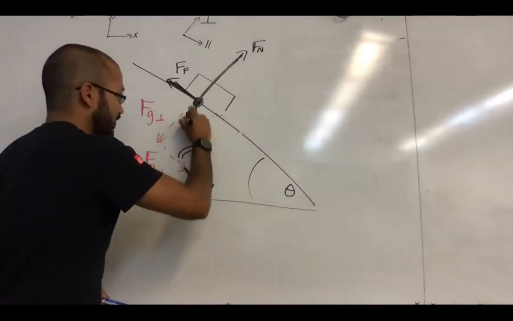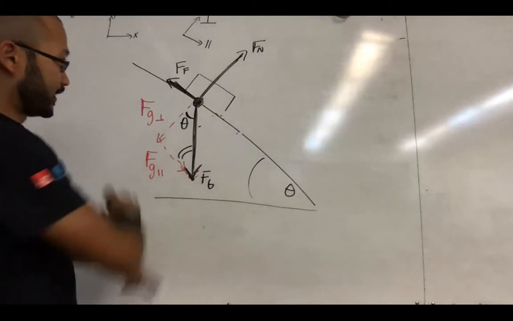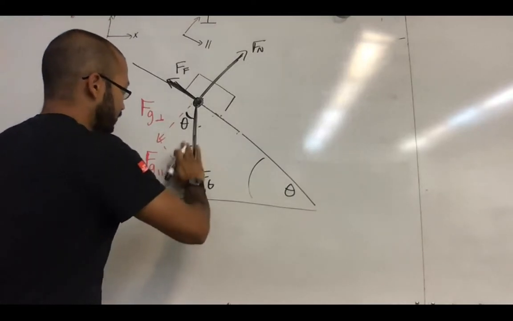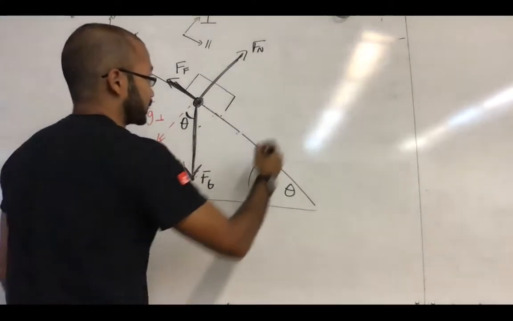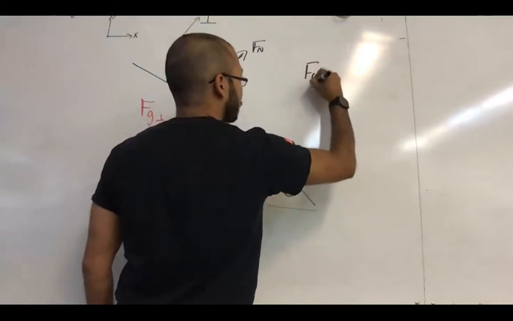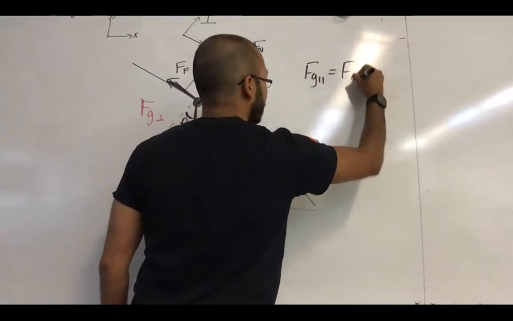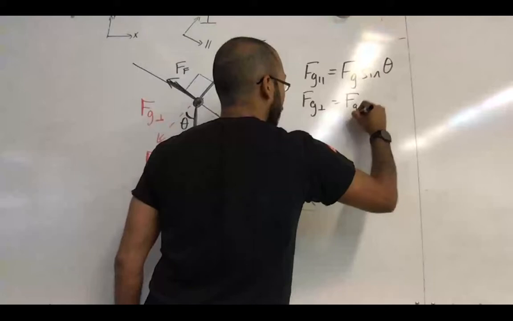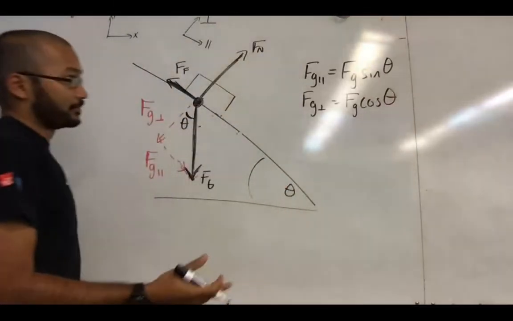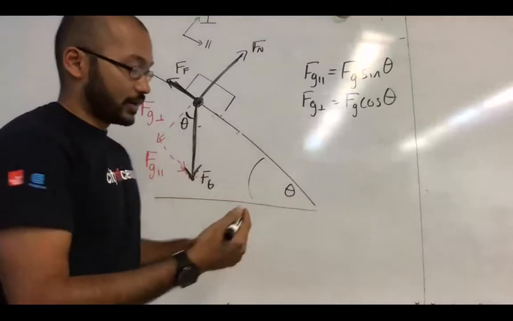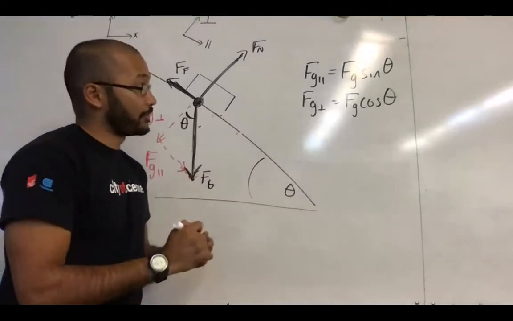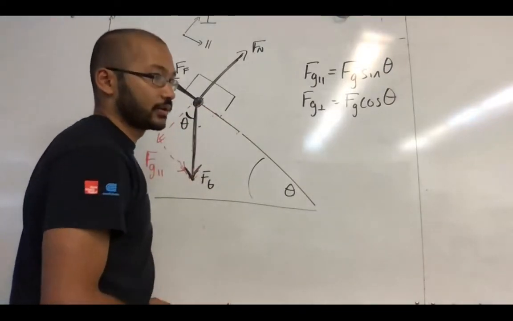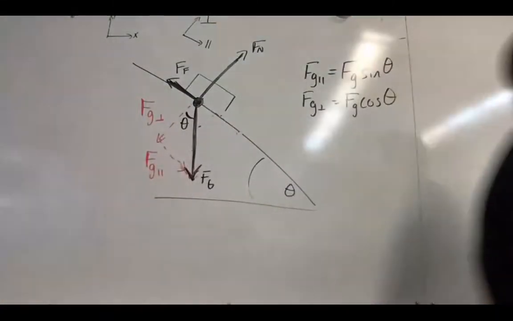So I'm going to just call this theta. Okay, and now we can use trig to write the parallel and perpendicular components in terms of the hypotenuse. So FG parallel is equal to FG sine of theta, and FG perpendicular is equal to FG cosine of theta. And that is assuming this is your angle theta. I want to say that makes sense. You can either memorize it, or you can derive it geometrically. You can also think about it intuitively if you remember your trig.